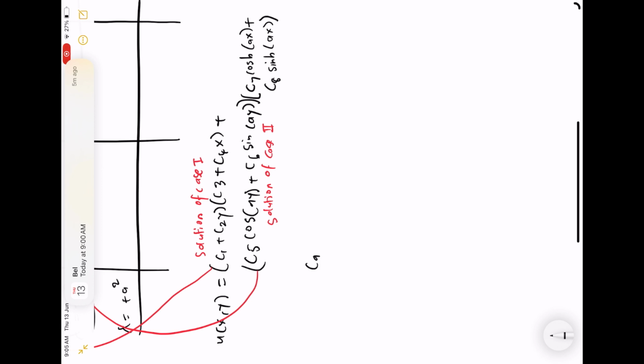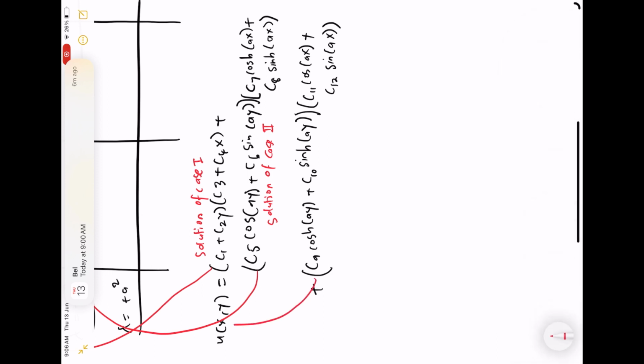So C9 cos AY plus C10 sine AY, multiplied by C11 cos AX plus C12 sine AX. So this is the solution for case number 3, where lambda is equal to a squared, positive a squared. Solution of case number 3.